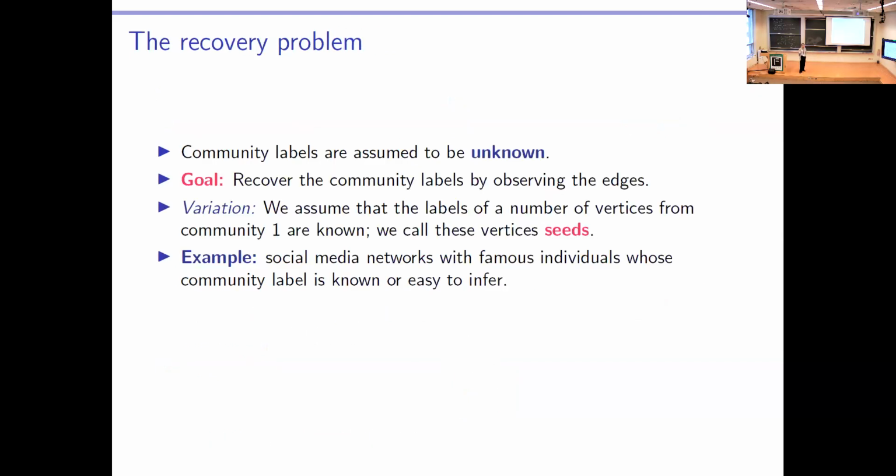We assume that the labels are unknown to us. They exist in the God world. Somebody knows up there what it is, but we don't know what the community labels are. Our goal, as is often the case in this kind of problem, is to try to guess the community labels from what we see, from the edges that are observed on the graph.